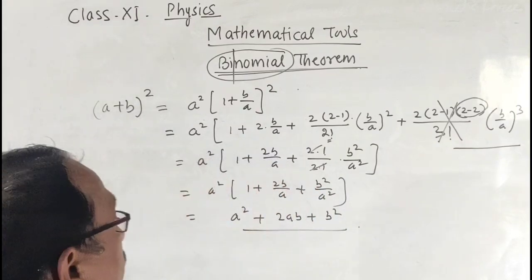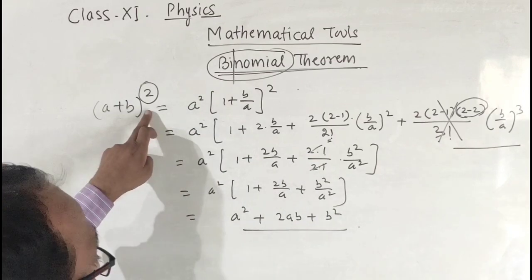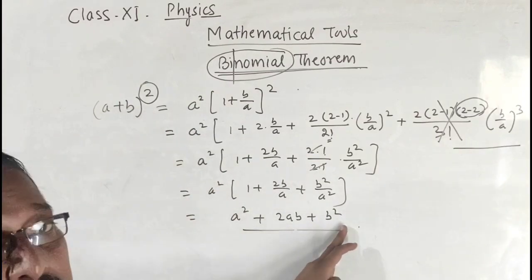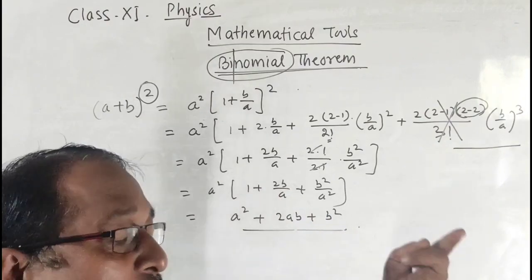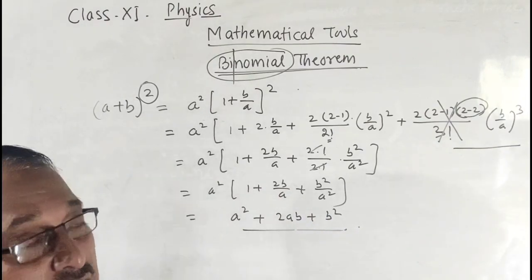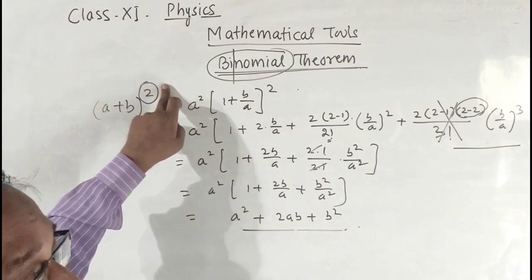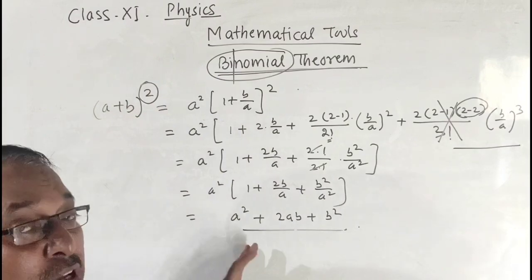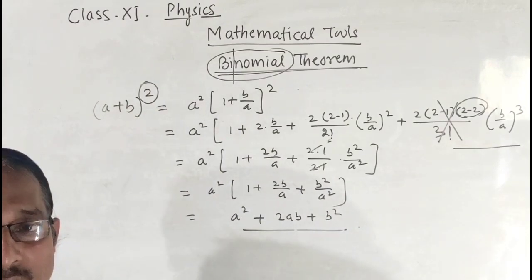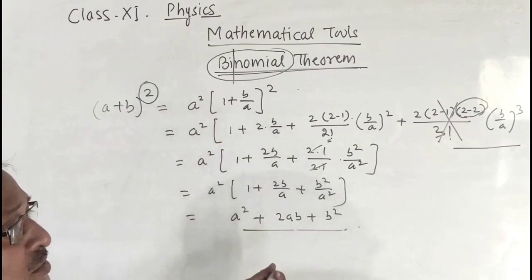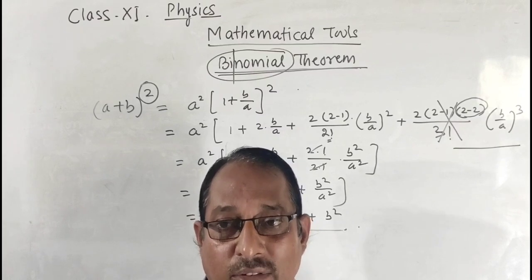Here one thing we can see: if the power of the binomial term is 2, then the number of terms is 3. The number of terms increases by one, that is, the number of terms will be equal to n plus 1 in general. If we are writing a plus b to power 50, then the number of terms will be equal to 51. I think now it's okay. So similarly we can use this concept for any other integer powers.